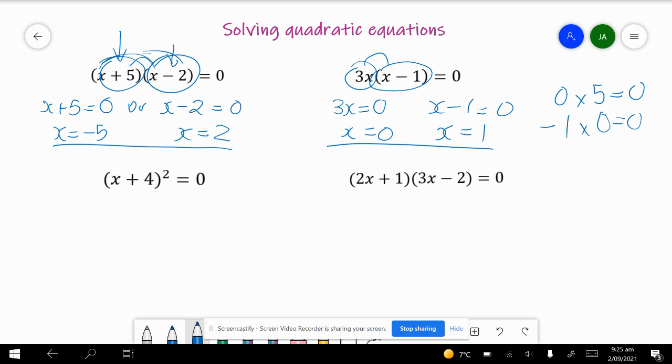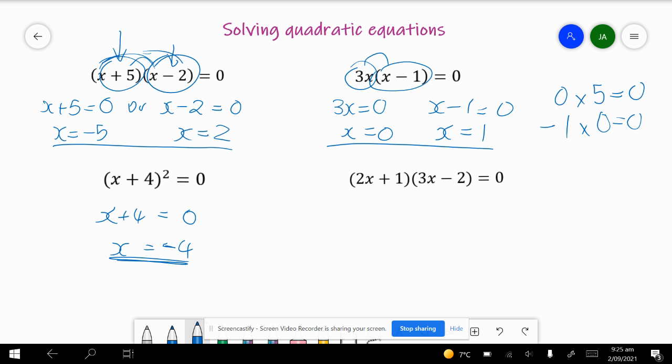Right, for the x plus 4 squared, what we can do is get rid of the squared by taking the square root. And the square root of 0 is just 0. Then we can solve this equation by moving the 4 over and making it minus 4. So in this instance, I only get one solution, and my solution is x equals negative 4.